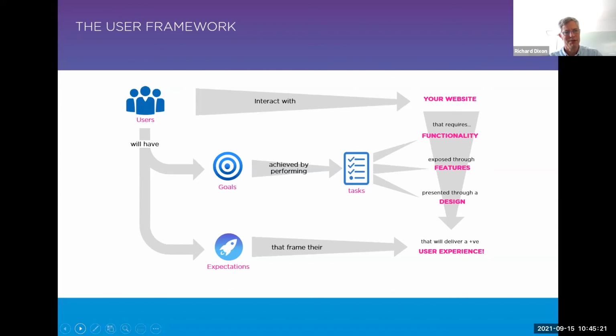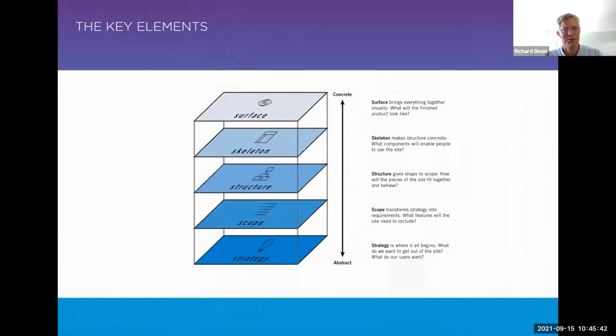Now, clearly what we're saying in terms of the user framework is that we've got a bunch of users that want to interact with your website. They've got goals they want to achieve, which they form into tasks, and they have certain expectations that frame their overall user experience. And that website therefore requires functionality and features delivered through a design that enables that overall positive user experience. And we think of these in five layers.